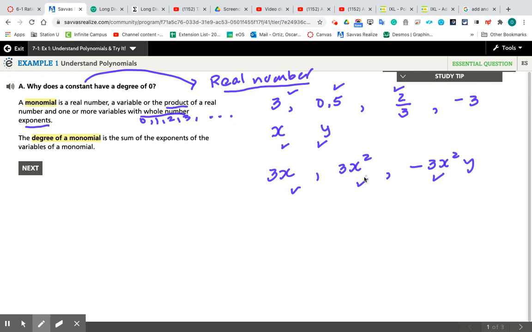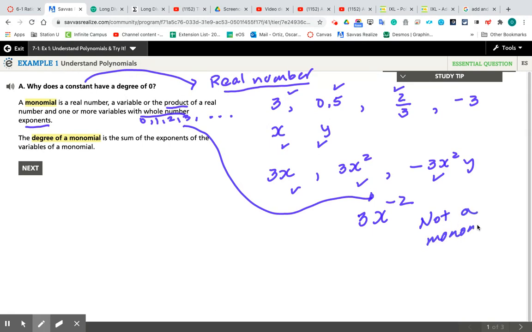All right, so an example of something that is not. So these are monomials, but if you had 3x to the negative 2, because this number is not a whole number, this will not be a monomial. Not a monomial. That is very important. So if you change that exponent not to be a whole number, then what you have here will not be a monomial. Now, how to find the degree of a monomial?